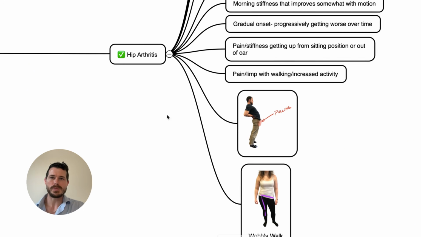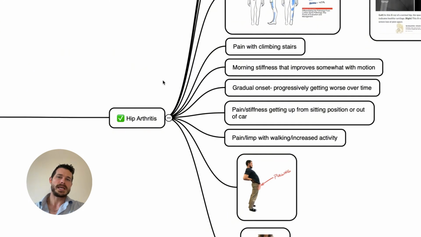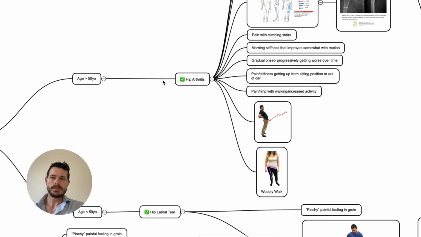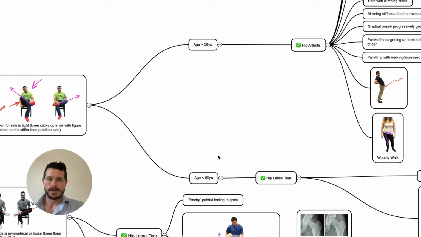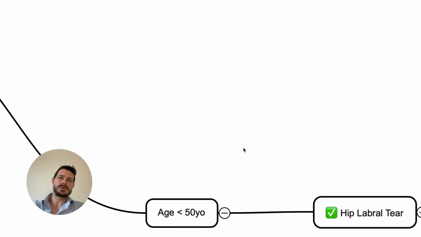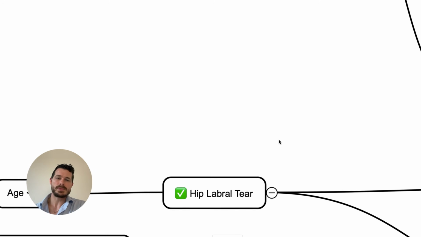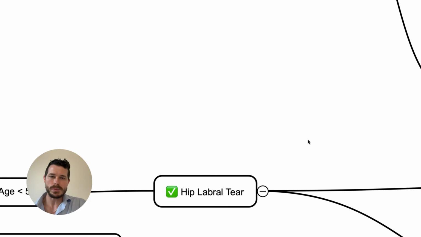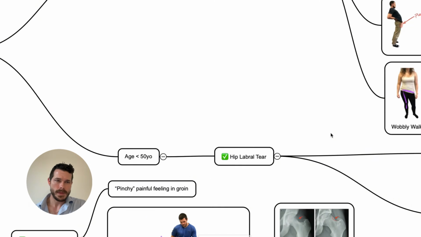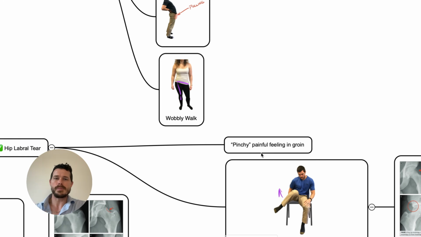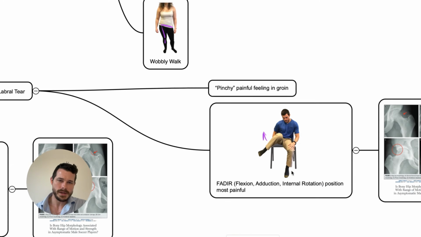Hip weakness caused by pain, limitation in the hip joint itself. Now let's just say that you still have a stiff and painful hip, but you're less than 50 years old. Hip osteoarthritis goes down a bit, but it is possible you have some type of hip impingement or hip labral tear, traumatic or maybe just degenerative, but either way, these are the signs and symptoms. Again, there's a pinchy, painful feeling in the groin.